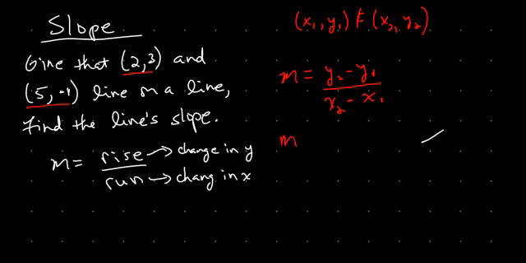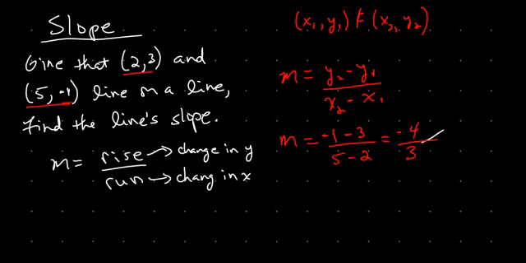So we get that m equals y2, which is going to be -1, minus y1, which is 3, divided by x2. So that x2 has to match that y2. I got my y2 from -1 here, so my x2 has to be 5. 5 minus x1, which is 2. And we get m equals -1 minus 3 is going to be -4, all divided by 3, so -4/3.